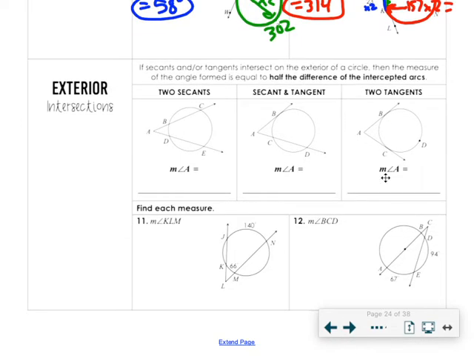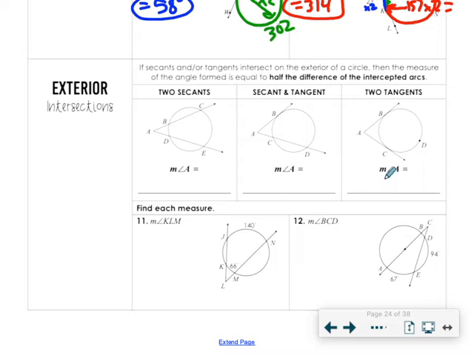Last type of picture, and then tomorrow we'll come back and then we'll put the angles back into it. But we have lots of examples of this next one here. It's the last situation, but it's kind of three different pictures that it could look like. You could have two secants running into each other. You could have secant and tangent, or you could have two tangents. So those are the three pictures.